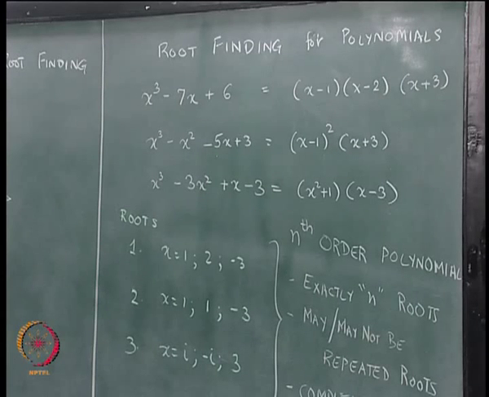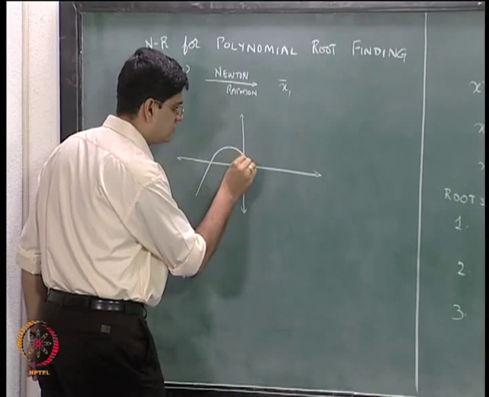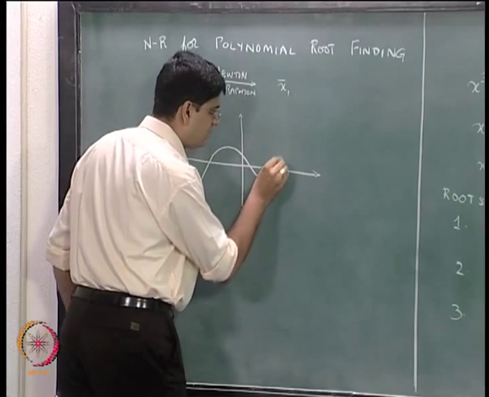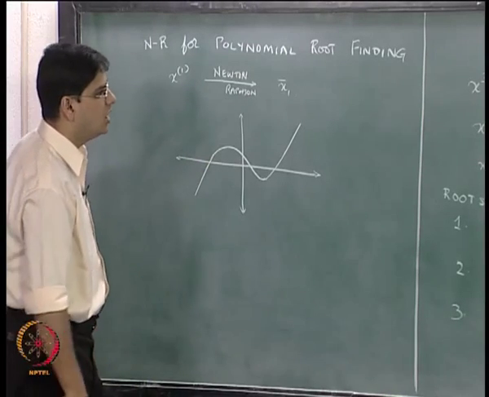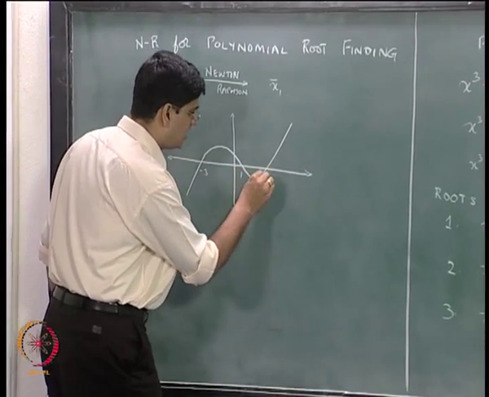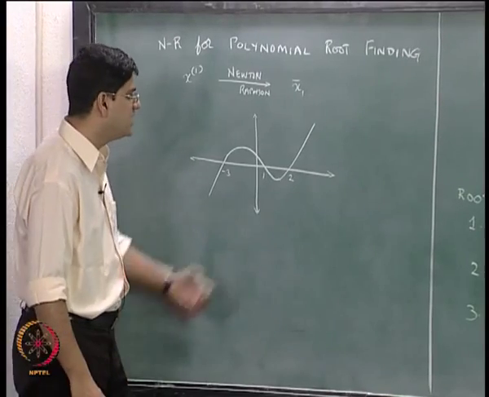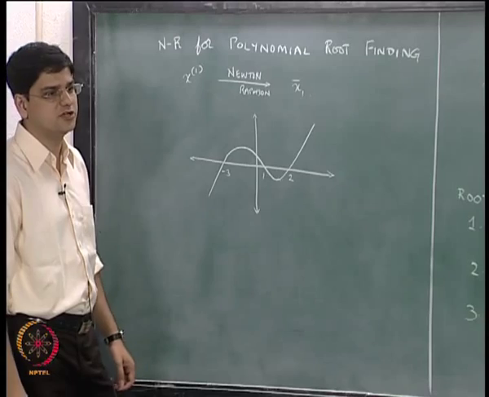For very large negative values of x, the function f is going to be very highly negative. So perhaps, if I have to guess, the curve is going to look somewhat like this. I'm just drawing a cartoon, I don't mean the curve to be exactly in this form. The three roots are minus 3, plus 1 and plus 2. These are the three roots, and we are interested in finding all three roots of this particular equation.